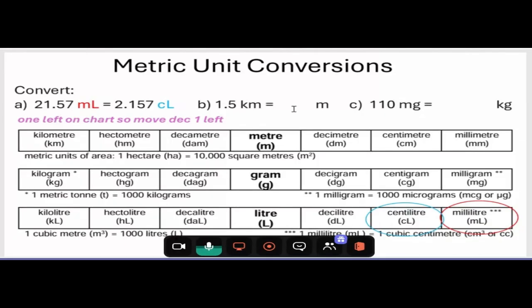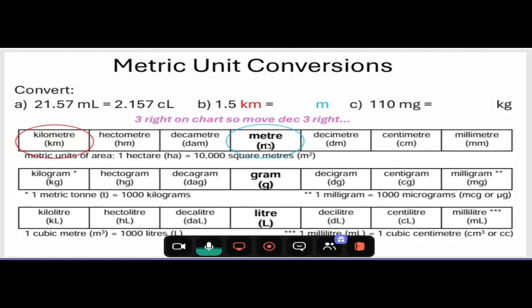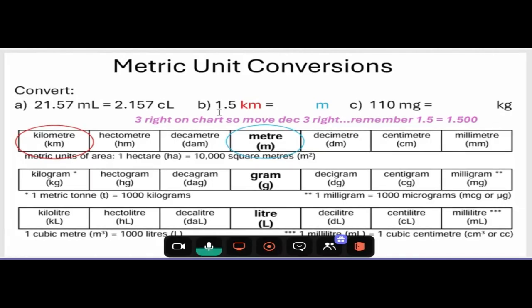1.5 kilometers, and we want to convert that into meters. Let's see, there's the kilometers and the meters. From the red to the blue, right? We're starting with kilometers, going to meters. 1 step, 2 steps, 3 steps to the right. So if we took 3 steps to the right, that means very simply we move the decimal 3 to the right. Now watch, we don't have enough numbers to do that, but we know that with 1.5, we can add as many zeros as we want.